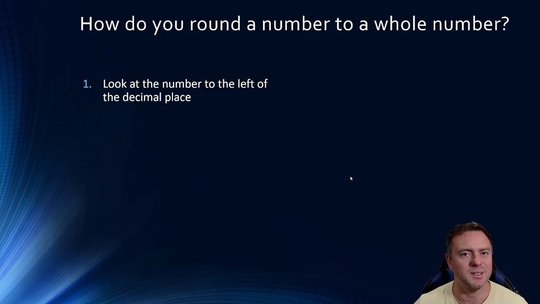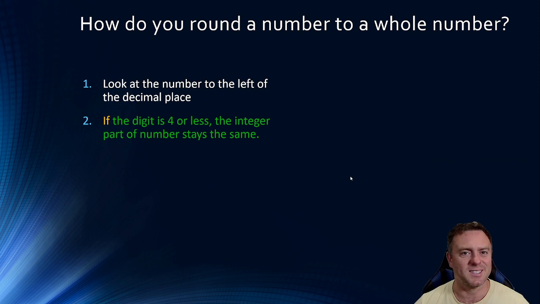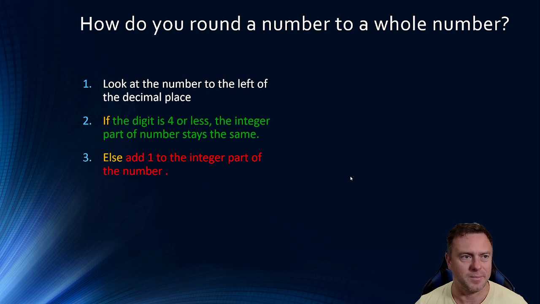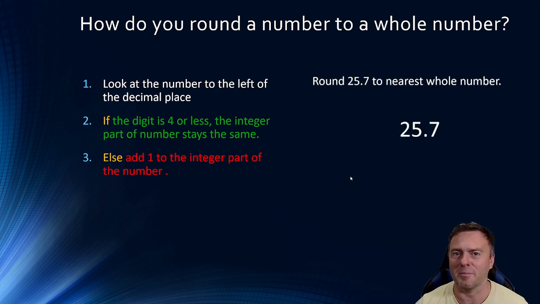Well, it's pretty easy. So first of all, you look at the number to the left of the decimal place, or that first decimal place. If the digit is 4 or less, the integer part of the number stays the same. Otherwise, you add 1 to this integer part of the number. That's it. So that's a little algorithm to describe it. So let's see that in practice.